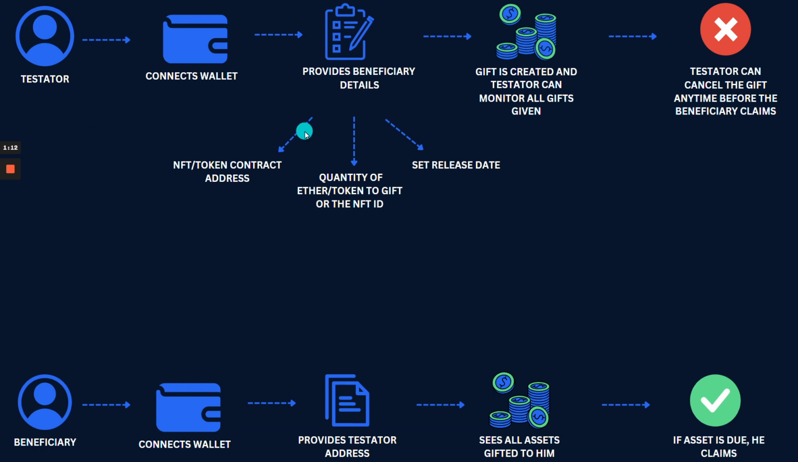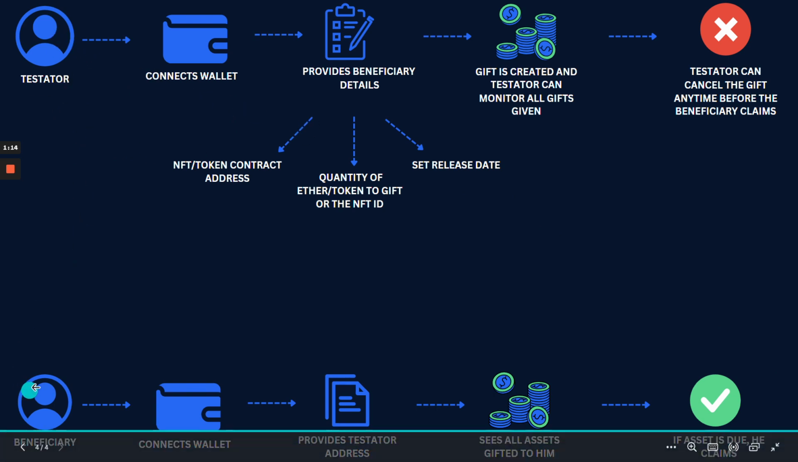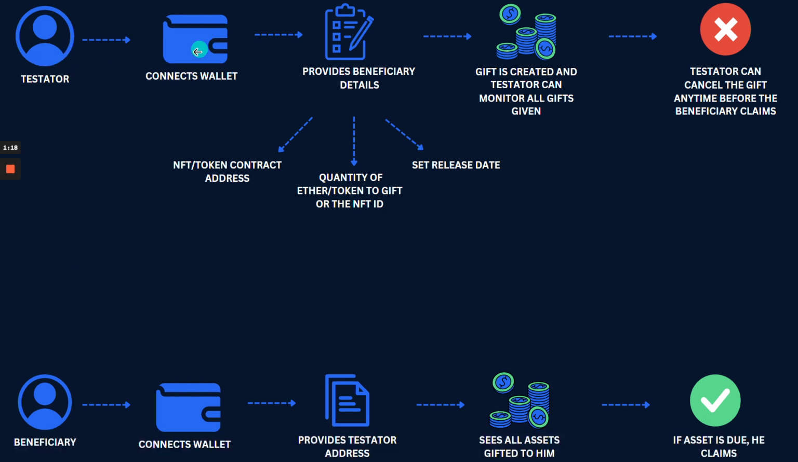You could use the Hereditas DApp either as a testator or as a beneficiary. If you're using it as a testator, all you have to do is connect your wallet first, and then you provide the details of the beneficiary you want to gift the asset to. If you're gifting an NFT or a token, you provide the contract address of that NFT or token. But if you're gifting Ether, you totally skip this part. And then you provide the quantity of the token or the Ether you want to gift. And for NFTs, you provide the NFT ID.